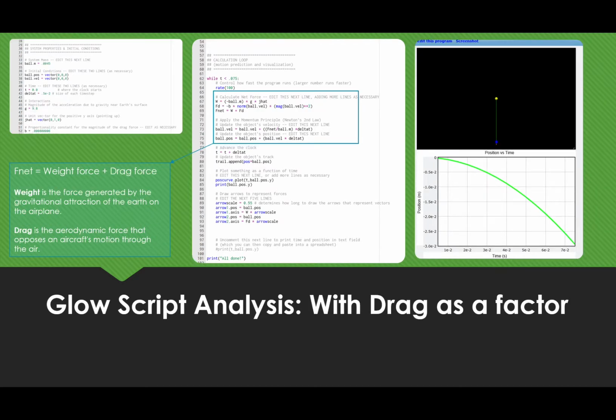For the next GlowScript analysis, you can see the Fnet now equals weight force plus drag force. Weight force, again, being the gravitational attraction of the Earth on things like airplanes, or in this case, the golf club. And then the drag being the aerodynamic force that opposes an aircraft's motion through the air, or in this case, the golf club's motion. We also updated the velocity and position using Newton's second law at the bottom of the blue box in the second screenshot as well.